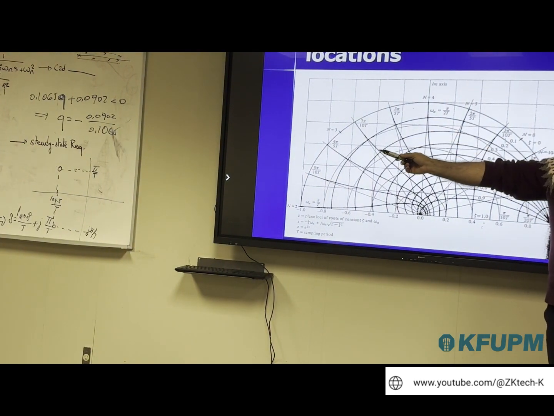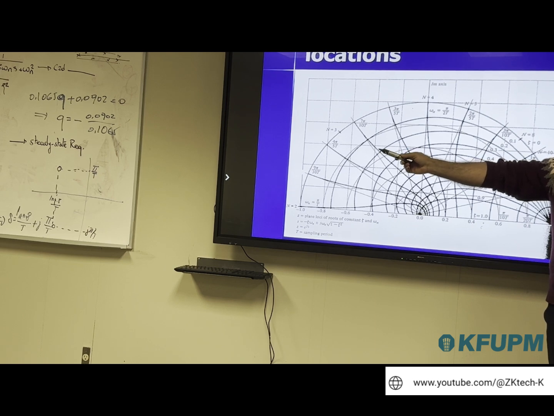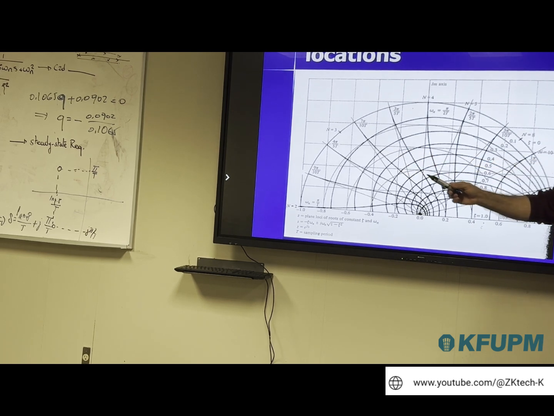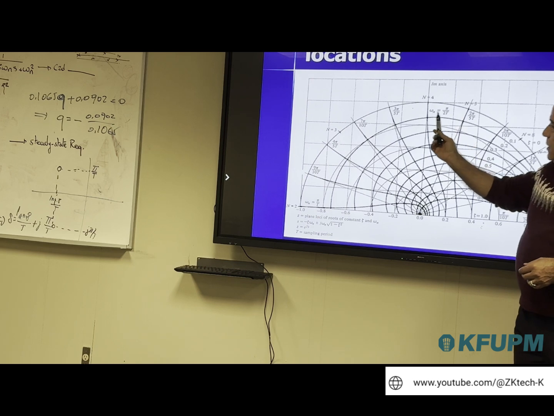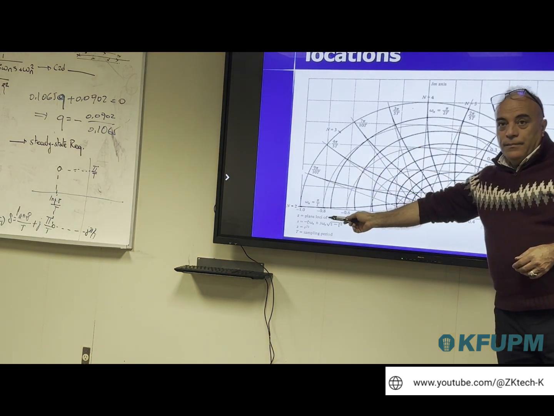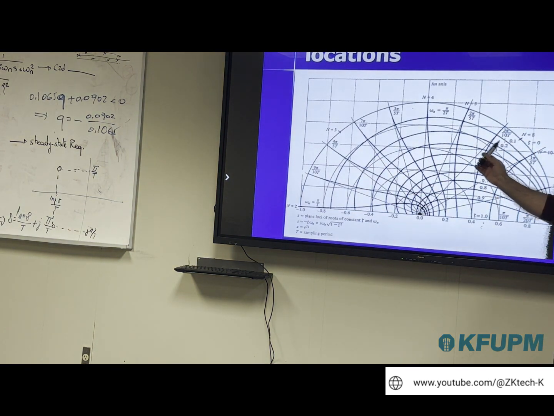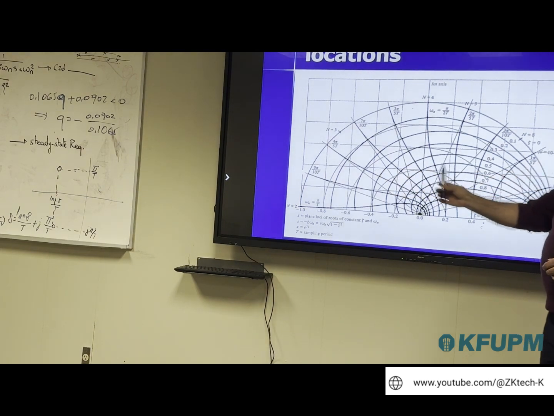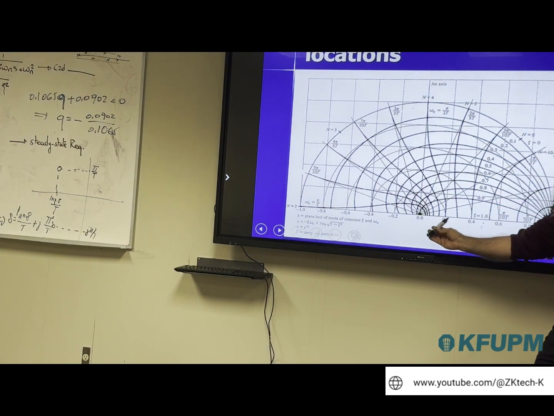Yes, you are completely on the imaginary axis. This is the curve for zeta equal to 0.1. This is the curve for zeta equals 0.2. And here, when you are in the positive, zeta is more than 1 and above.